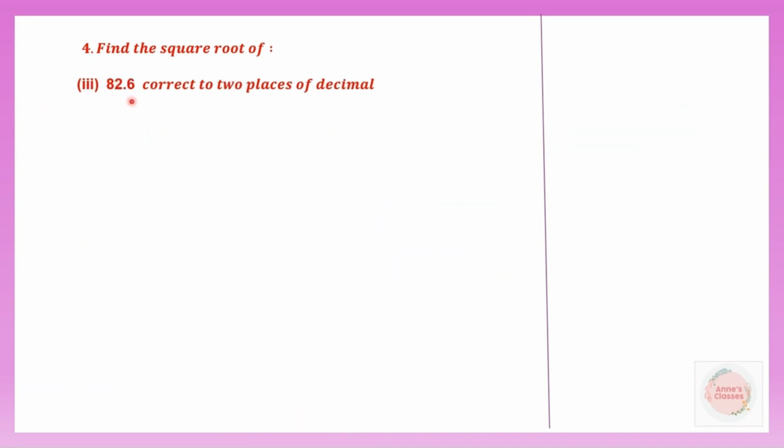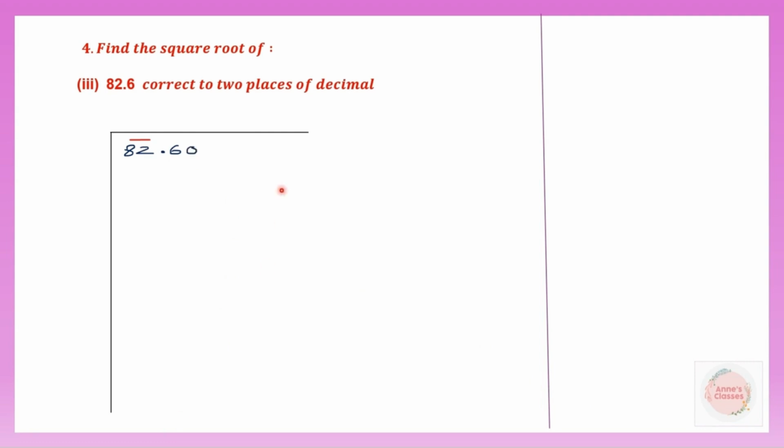Question 3, 82.6, we have to find the square root of this, correct to 2 places of decimal. So let's write down the number. So 82.6. And then we pair it up. So the integral part, remember, we move from right to left. Decimal part, we move from left to right. Now 6 is by itself. It doesn't have a pair. So let's put the zeros. So this will become 1 0.